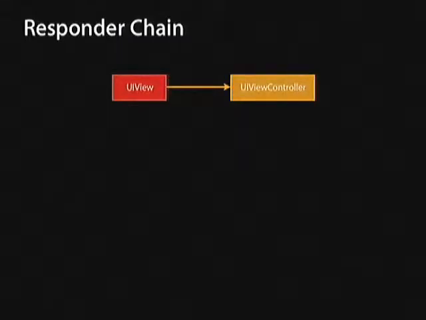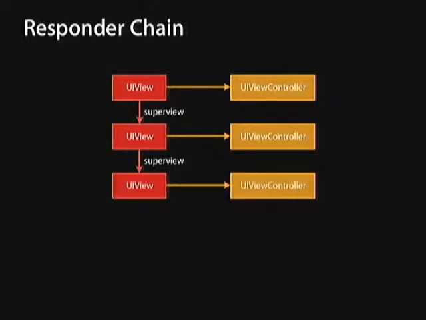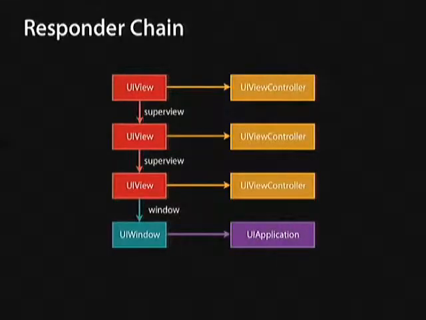And if that view's view controller doesn't handle it, we'll pass it up to that view's super view. And again, from that view's super view to its view controller. If that doesn't handle it, then it'll go up to that view's super view, and again, its view controller. And finally, if no view and no view controller has handled it, we'll pass it up to the UI window. And lastly, if the window doesn't handle it, we'll pass it to the UI application. Now, if UI application doesn't handle it, it just gets dropped on the floor and no one does anything with it.